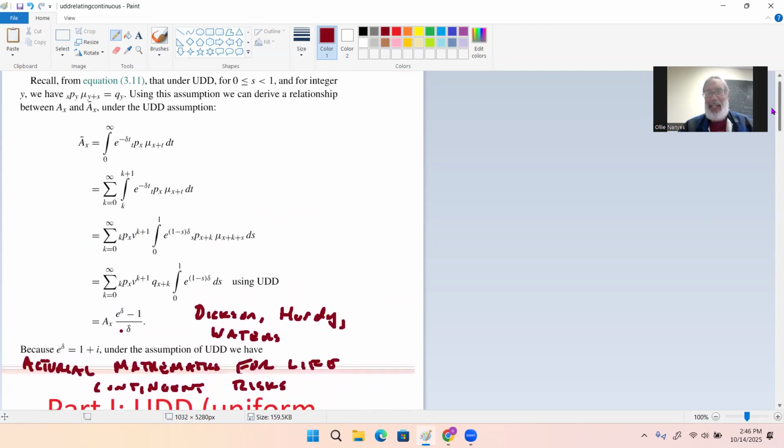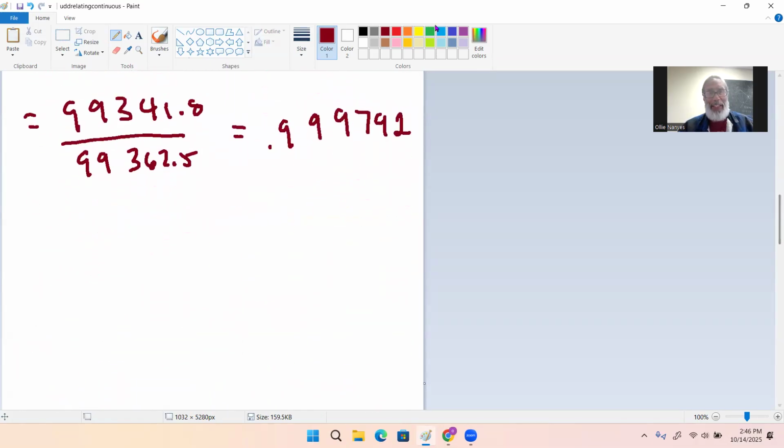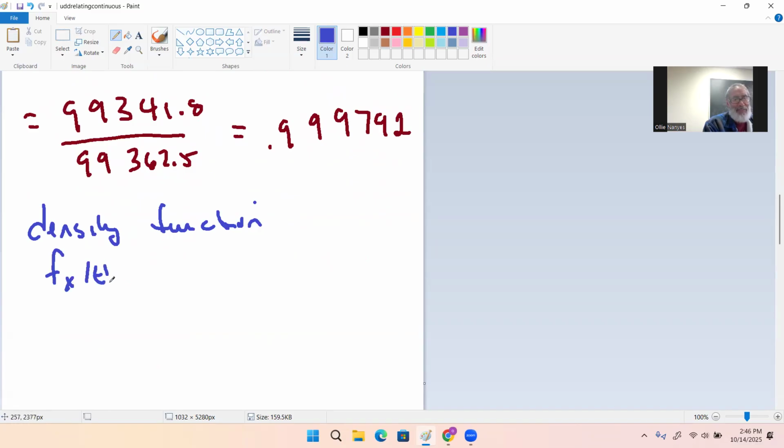But how does it relate here? Well, how it relates here is, remember, the density function. One way to write the density function for survival, or I'm sorry, for mortality, the density function, which is denoted like this, is written as probability of survival of life aged x to t times the force of mortality.